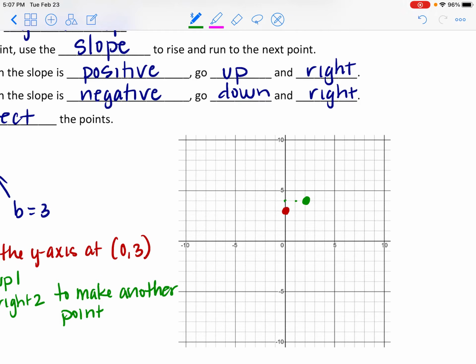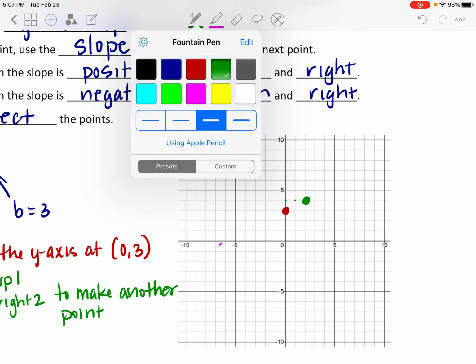And now I have 2 points on my graph. And if I wanted to use the slope again, I can count to as many points as I want. So I can go up 1 and right 2 again, up 1 and right 2 again, as many times as I want, to connect these points and make a line. So let me connect them now. If you come back later and look at it, you might wonder how she moved there. So up 1, right 2. And now let me connect.